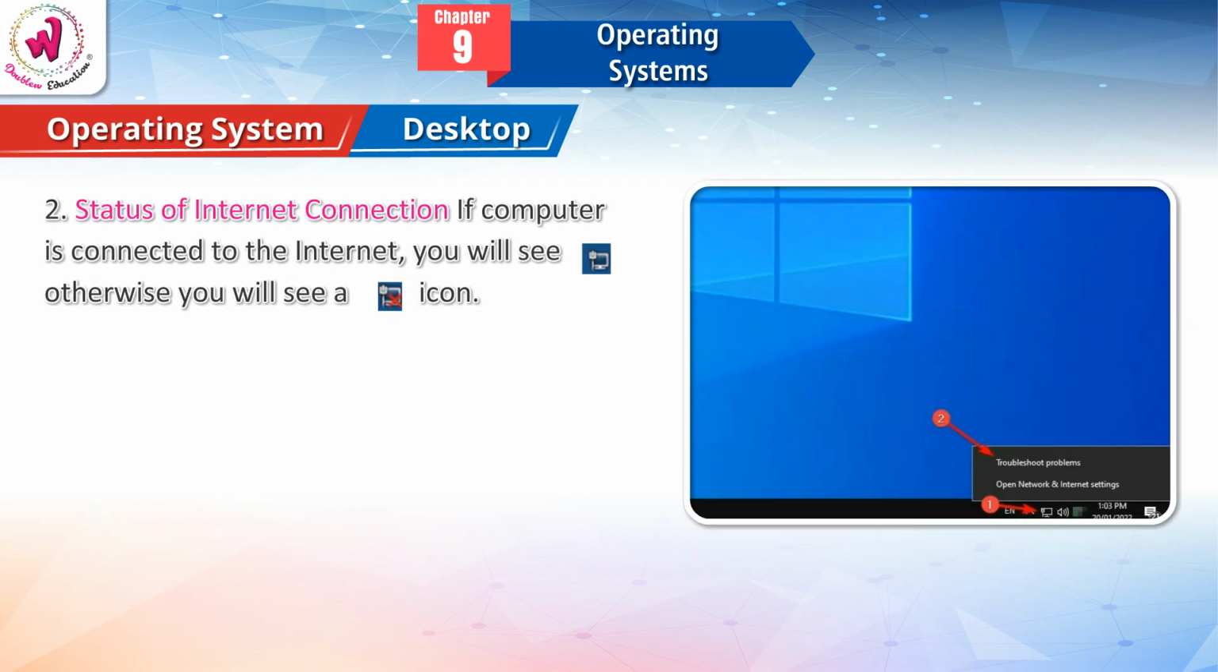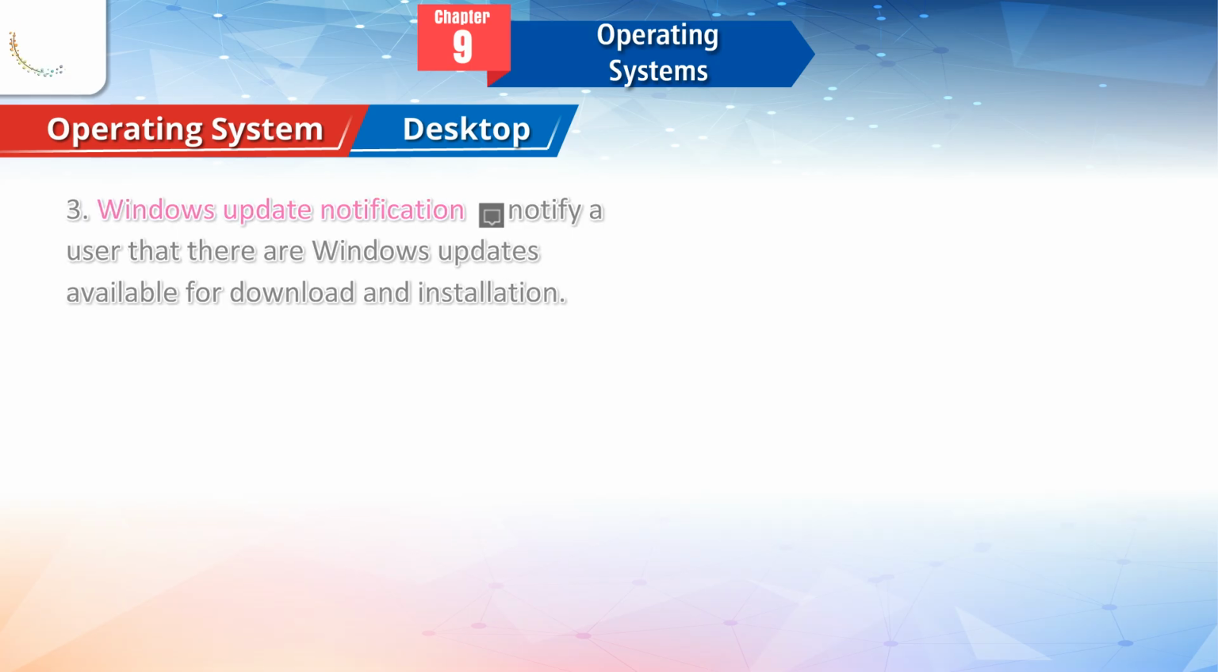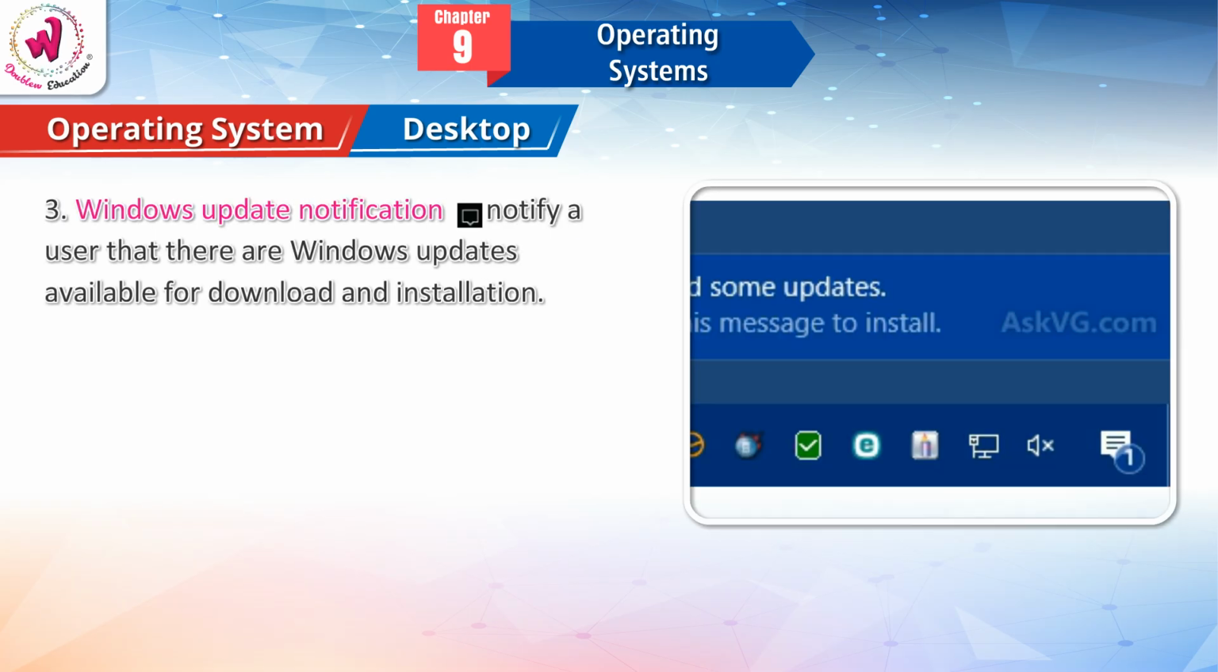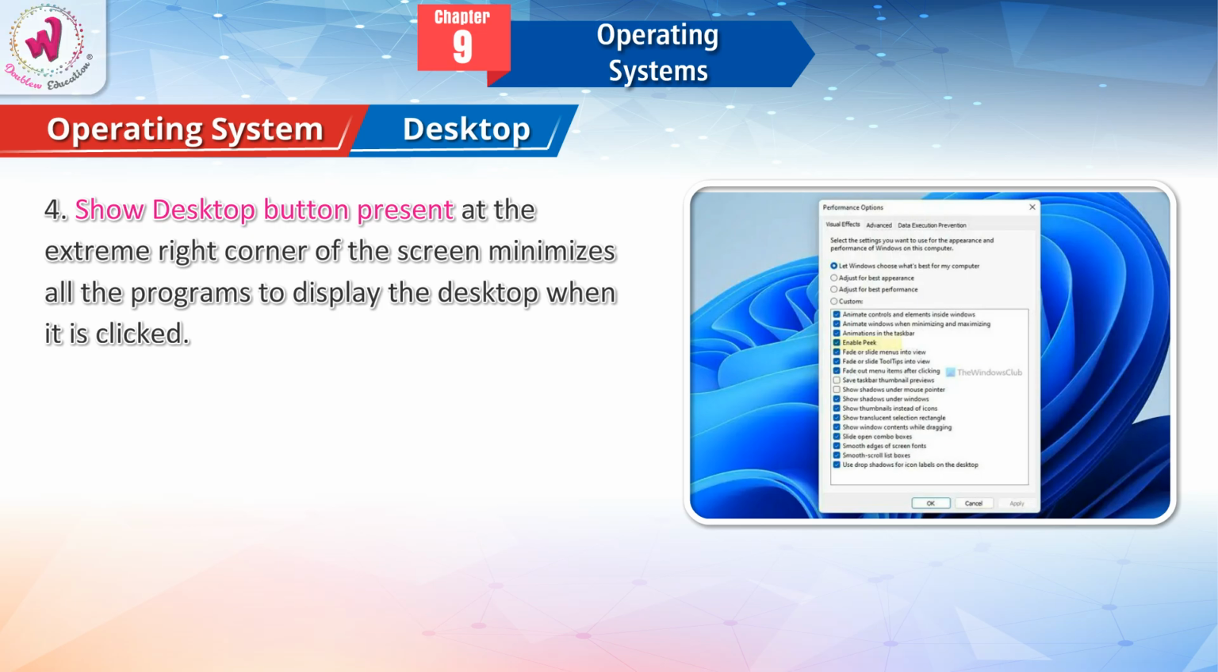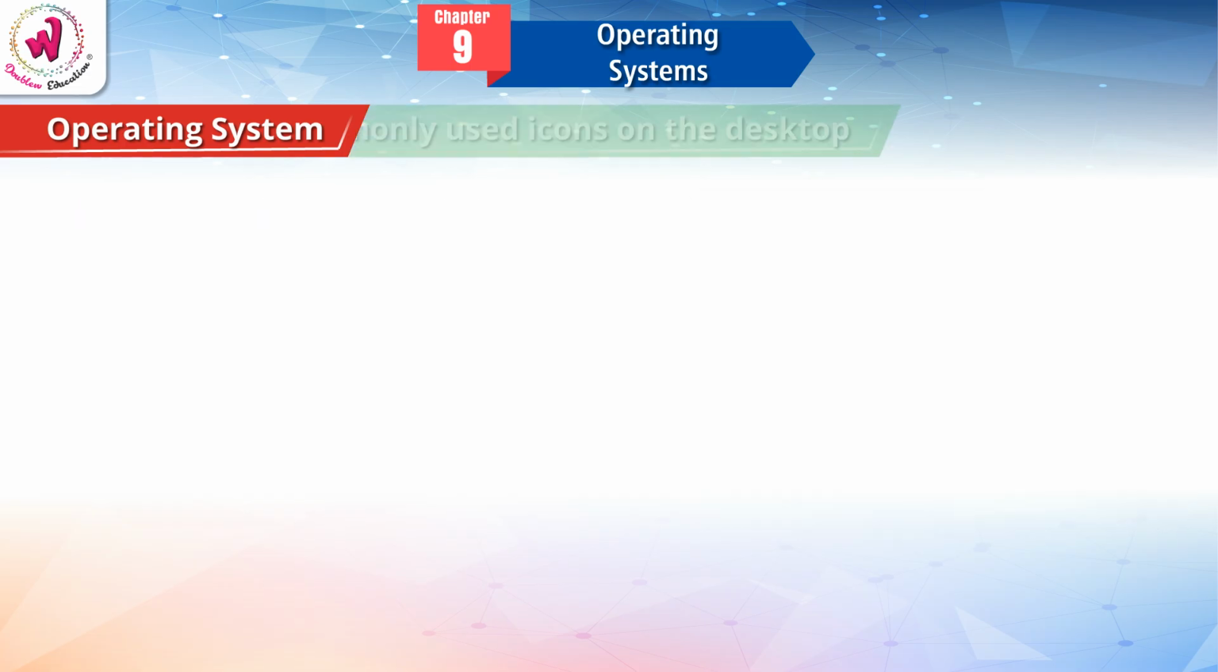2. Status of internet connection. If computer is connected to the internet, you will see, otherwise you will see a icon. 3. Windows Update Notification. Notify a user that there are Windows updates available for download and installation. 4. Show Desktop button. Present at the extreme right corner of the screen, minimizes all the programs to display the desktop when it is clicked.